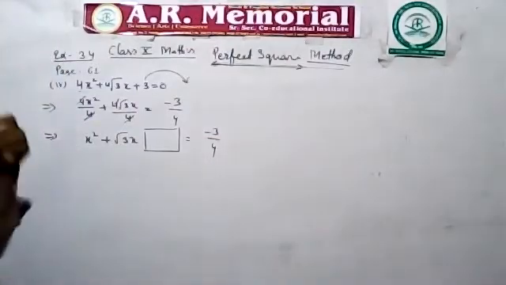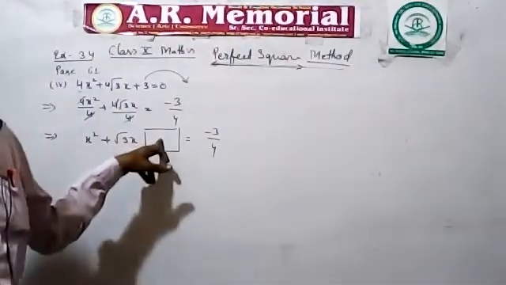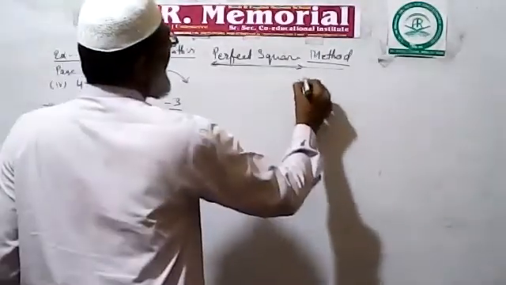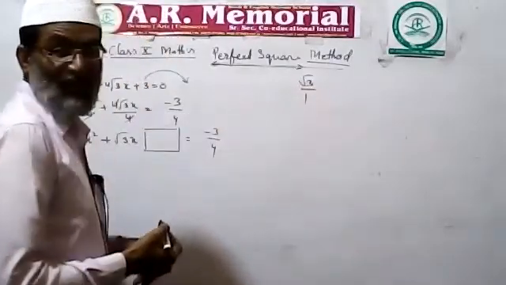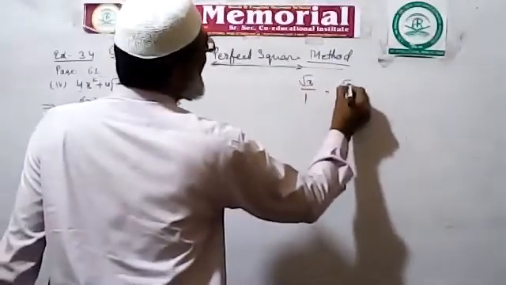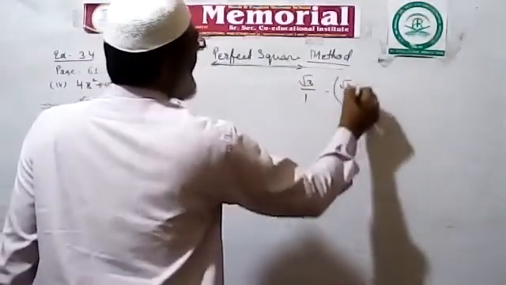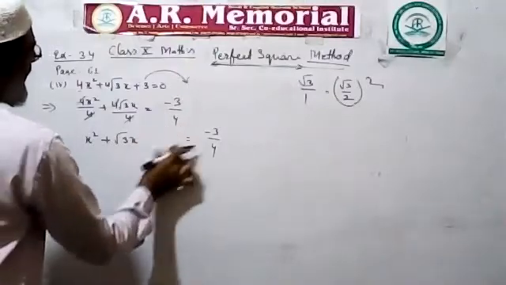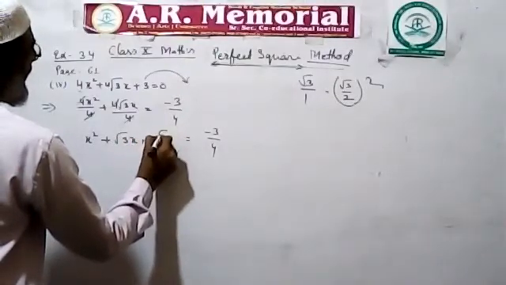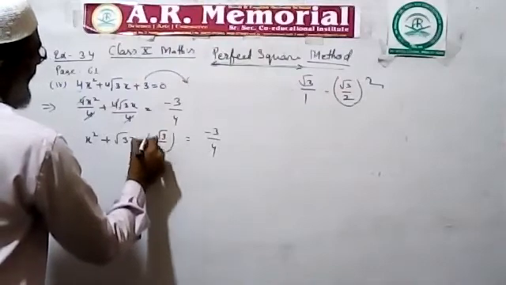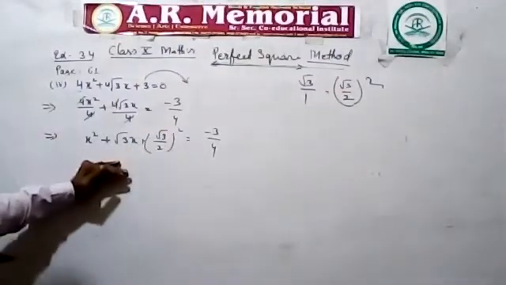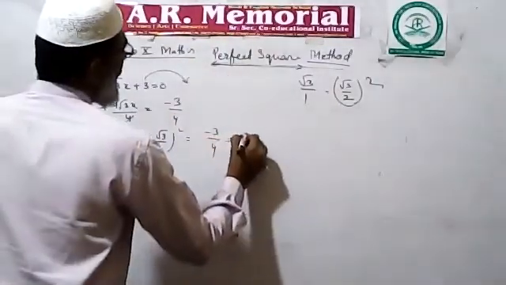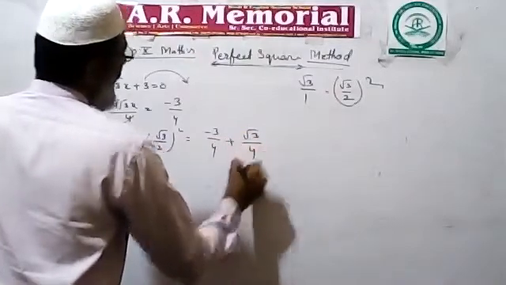Now, do you know how we can decide the number? Half of this, then square of half of this. So half of root 3: consider root 3 upon 1, now double the denominator, so the half of root 3 is root 3 upon 2. This is the half, and the square of this goes in the box. Now I remove the box and write plus root 3 upon 2 whole square. Whatever we add on the LHS, we add the same thing on the other side as well, plus root 3 upon 2 whole square.